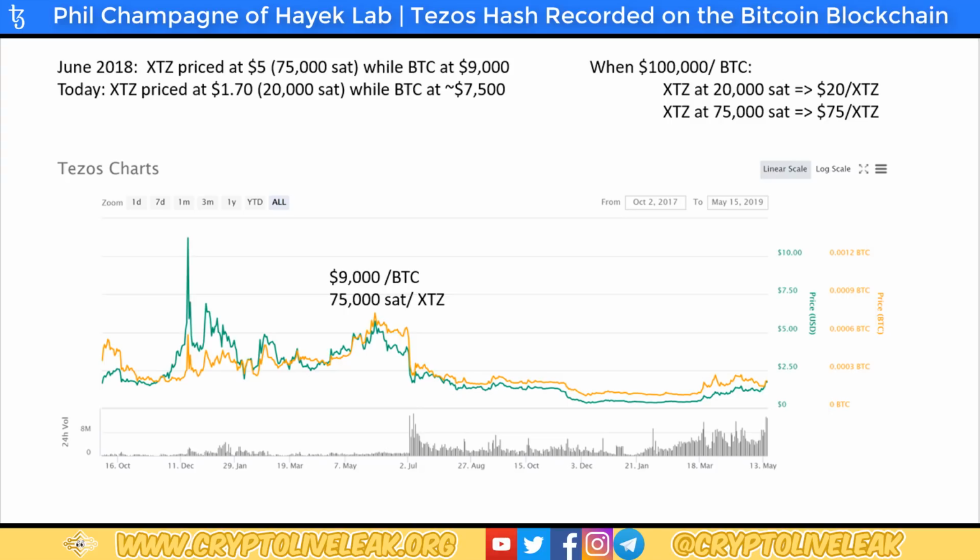And when Bitcoin goes to $100,000 per Bitcoin, with the current price of Tezos in Bitcoin, then Tezos will be at $20, but it'll be $75 at the old ratio. So we could see at the next bull run of Bitcoin, which might bring Bitcoin towards 100,000, then we could imagine Tezos around $75. I was just having fun with those, trying to figure out what it would mean. And it's interesting to see how big the upside could be there.